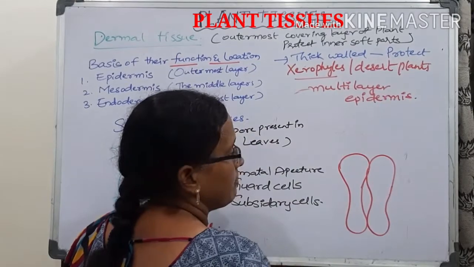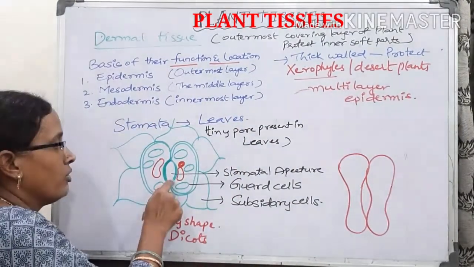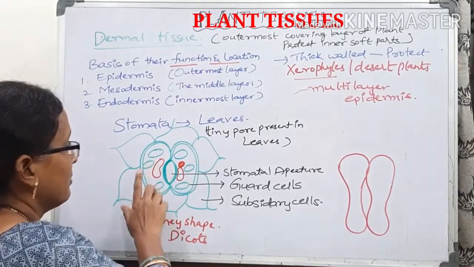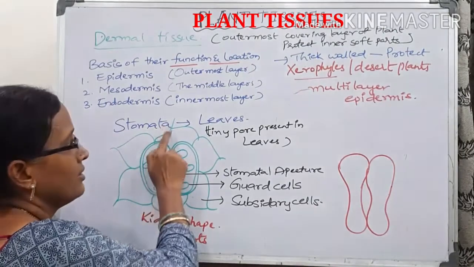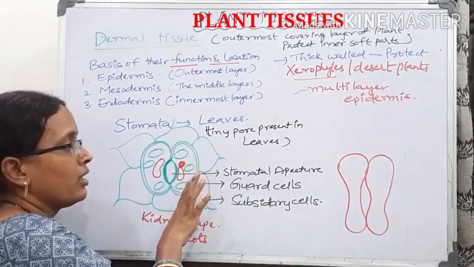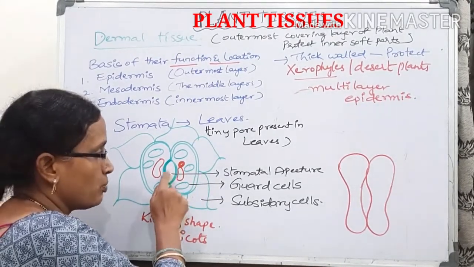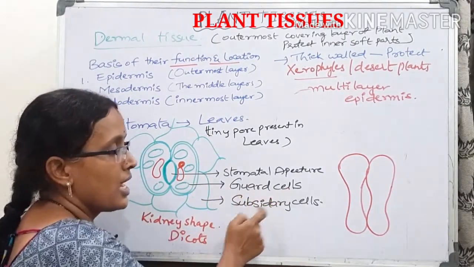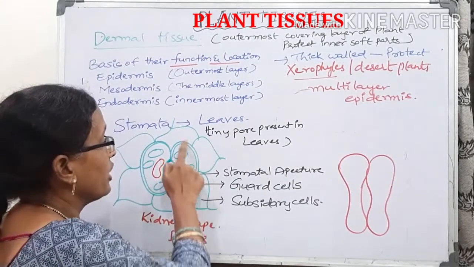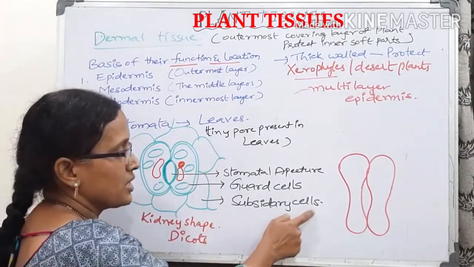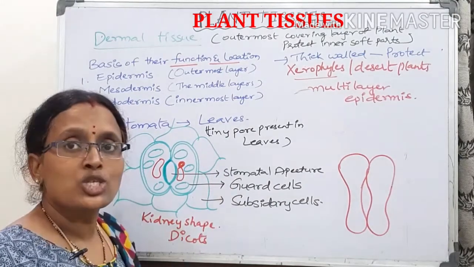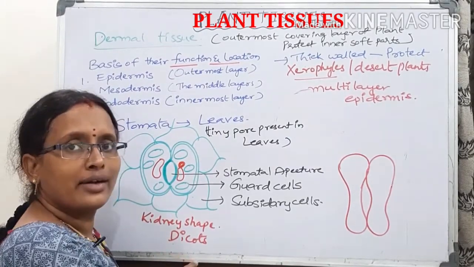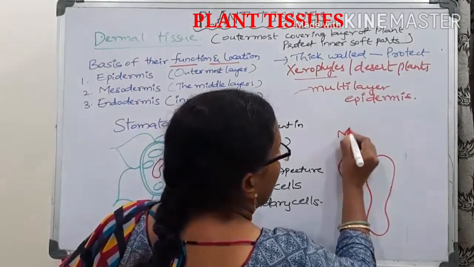These are dumbbell shaped. Okay, and if you observe the layer also, the guard cells towards the pore are thick walled. Whatever it may be, the tiny pores present in the leaves are called stomata. This stomata, this pore, is protected by two kidney shaped cells called guard cells. These guard cells are surrounded by several epidermal cells, that is, subsidiary cells. So epidermal cells only are modified, and these kidney shaped guard cells are present in dicots, whereas in monocots they are dumbbell shaped.